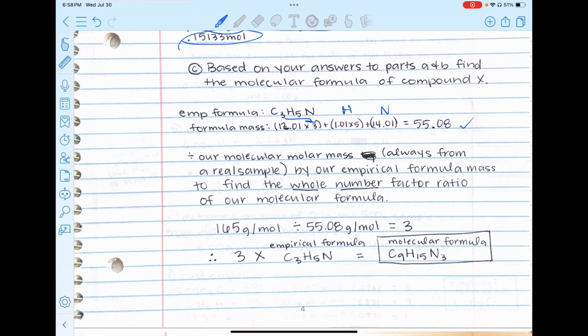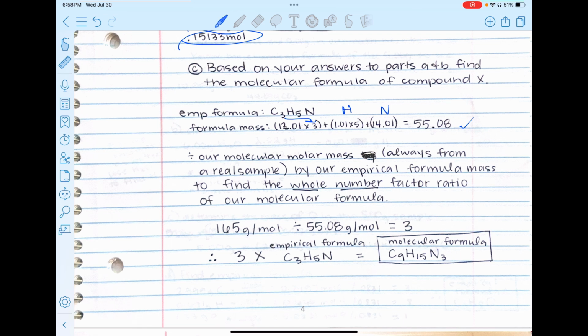So we get 55.08. I know that's reasonable because I can look at it: 12 times 3 should be 36, that's about 40. 1 times 5 is 5, so 45 plus 14, which I like to say 15, so that should be about 60, somewhere in the ballpark. If you get a number like 2,512, we know that doesn't make sense.